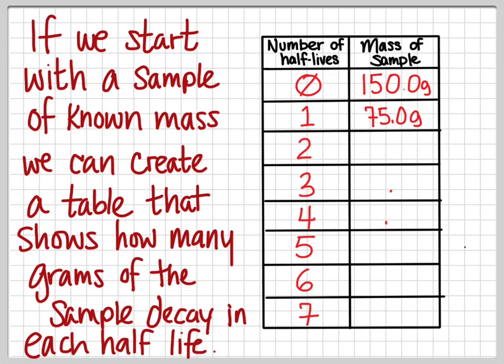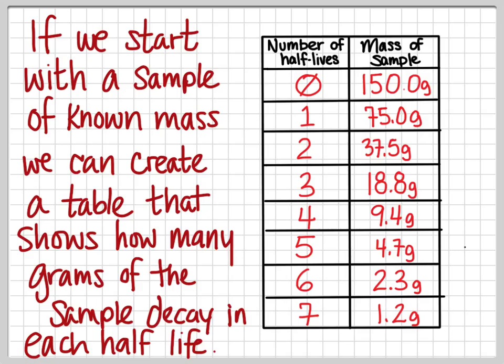After another half-life, another half, so we divide this in half, 37.5. After 3 half-lives, when we divide this number in half, we're looking at 18.8 grams. 4 half-lives leaves us with 9.4 grams. 4.7 grams after 5 half-lives. After 6 half-lives, only 2.3 grams of the radioactive material remain. And after 7 half-lives, goodness, we're down to 1.2 grams of that radioactive material.